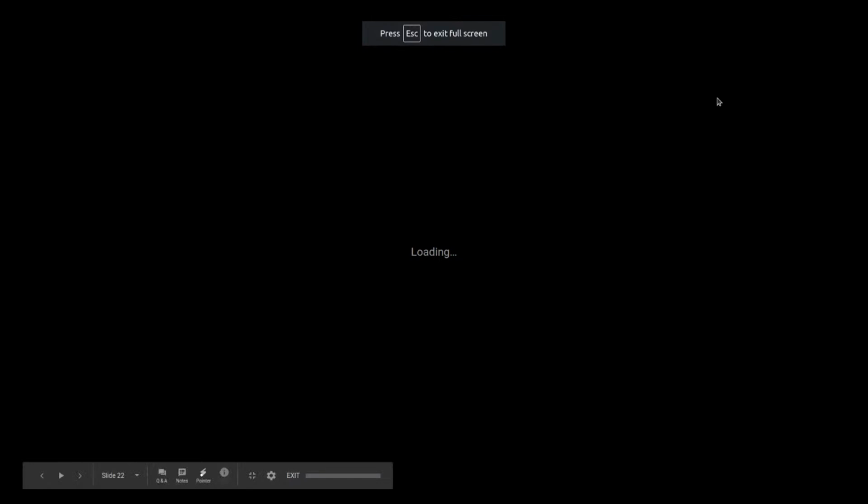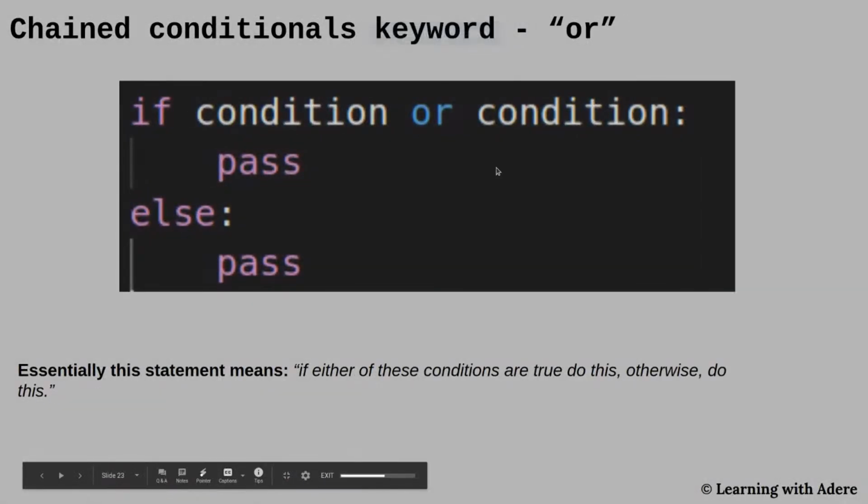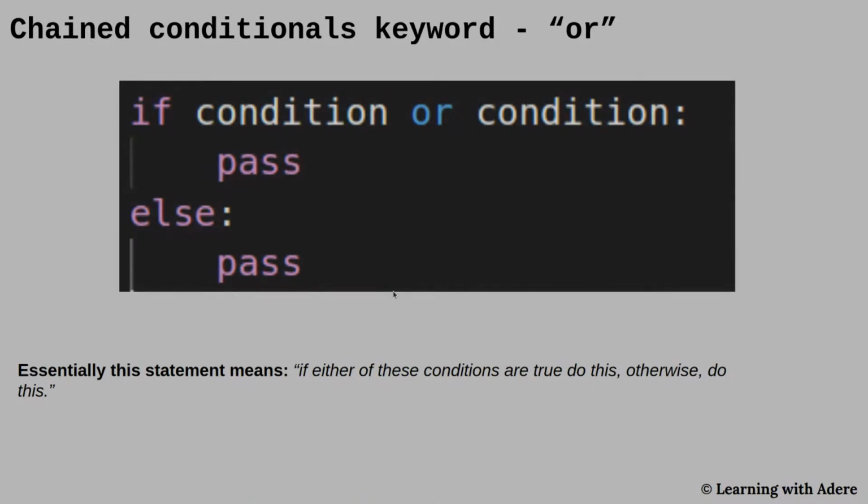Let's go on to the next slide, which is or. So or basically changes this up a bit. It no longer requires us to have both conditions to be true. It just says either one of these conditions needs to be true, is what the word or means. So if either of these conditions are true, do this, otherwise do this. And by either, it's saying either or. So one of these conditions just needs to be true, and then you can do this. If none of them are true, then do this.